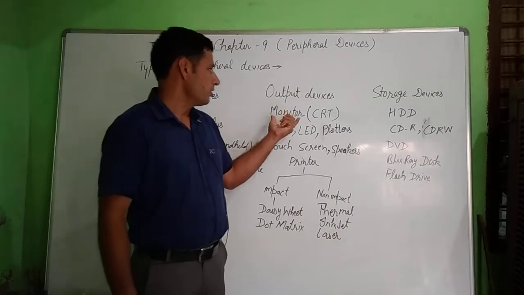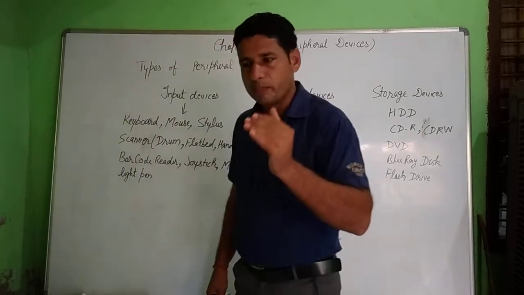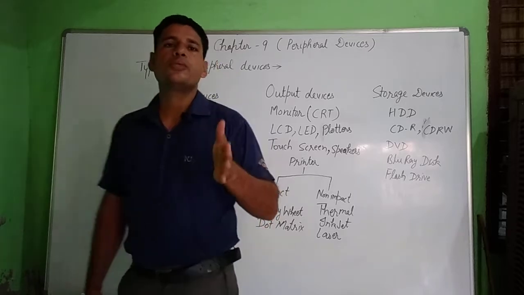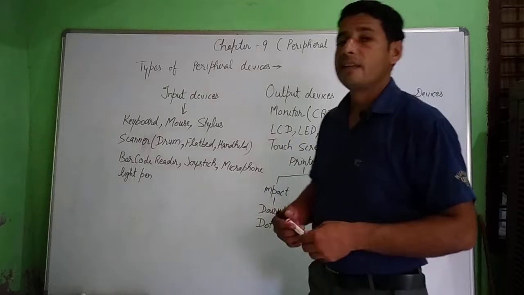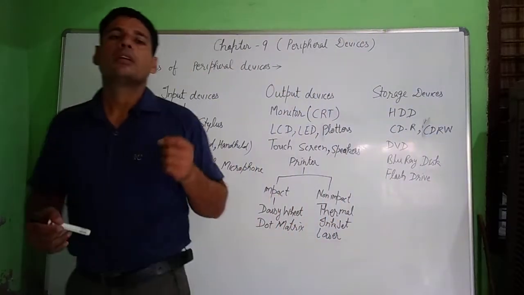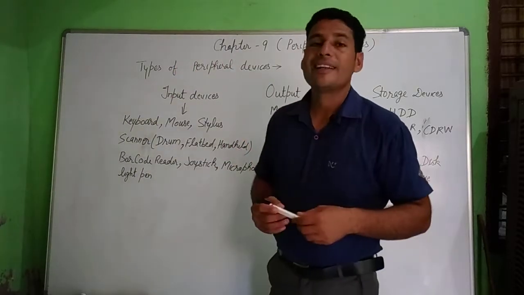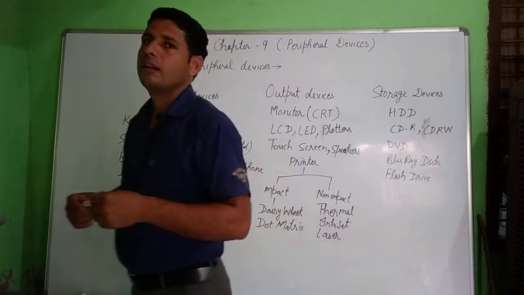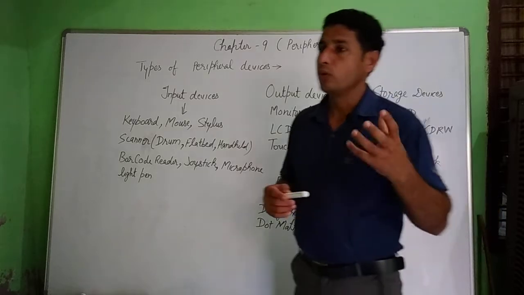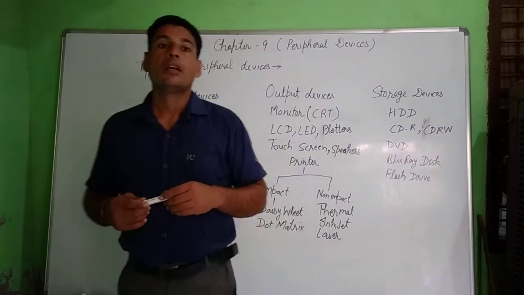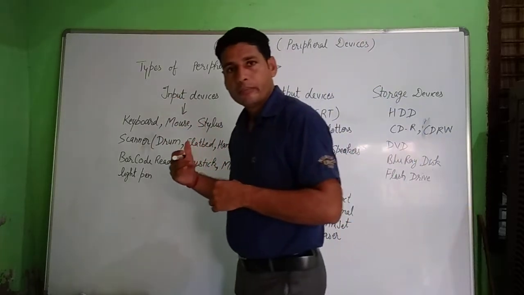So the first screen is the monitor. Monitor is used to display the information which you have stored in your computer. Next is LCD. After monitors, cathode ray tubes, we had LCD, liquid crystal display. These are lighter in weight, have good quality of images, and are cheaper than your monitors. Clear?